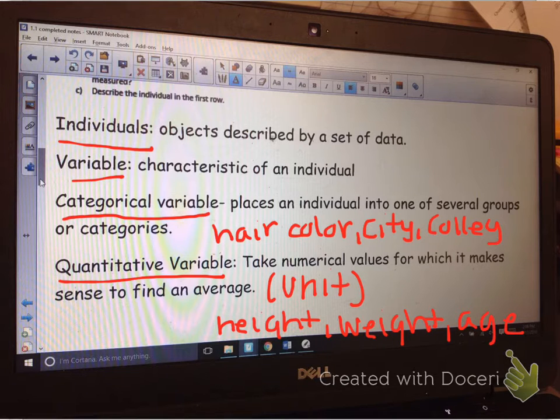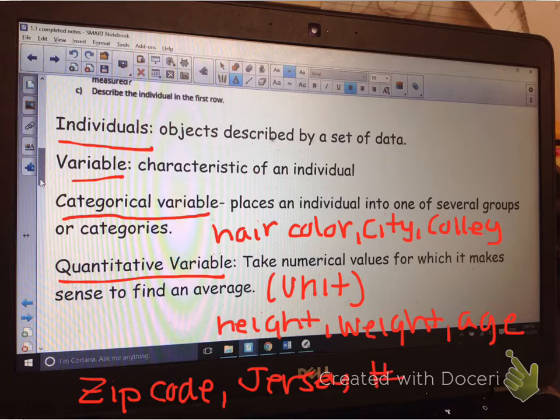Now, one thing that people get wrong are these two: zip code and jersey number. These are categorical variables. Although they're numbers, because they're numbers, people want to put them in quantitative variables. But first of all, there's no unit. Second of all, it does not make sense to find the average jersey number of the football team or the average zip code of people in our statistics class. That doesn't make sense. It's a categorical variable.